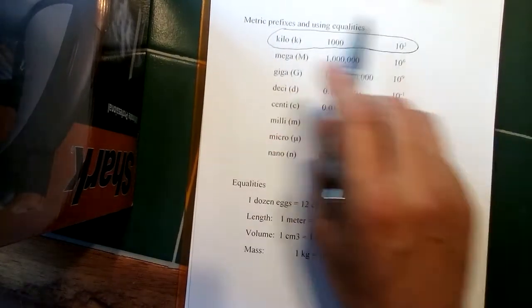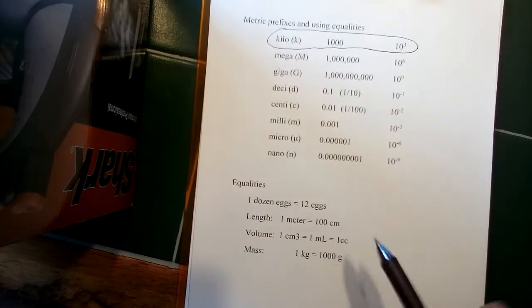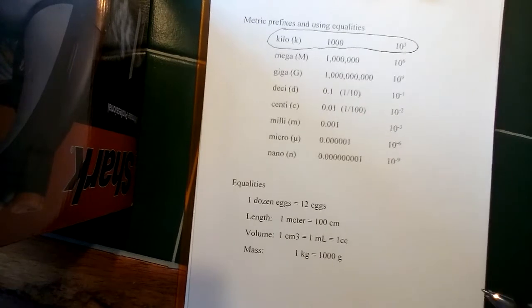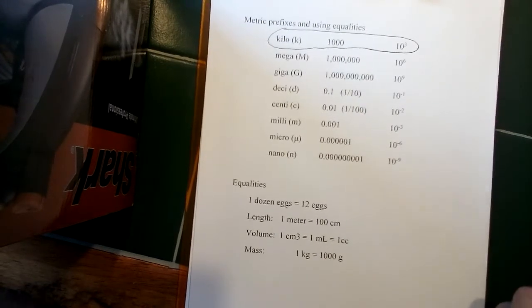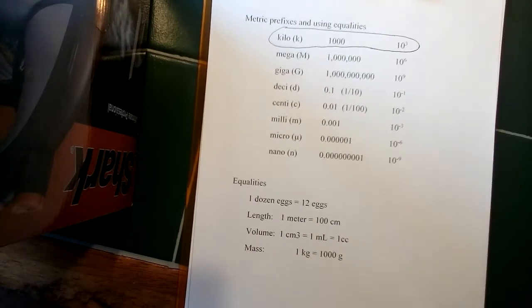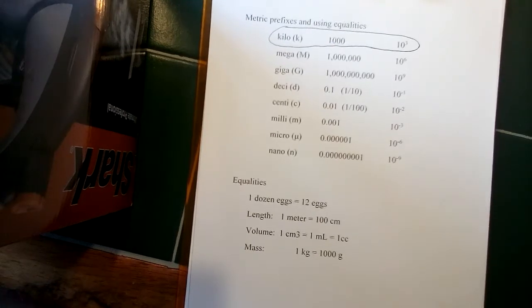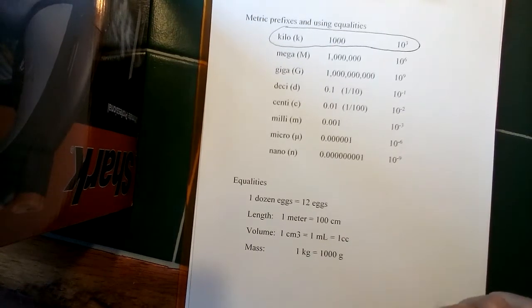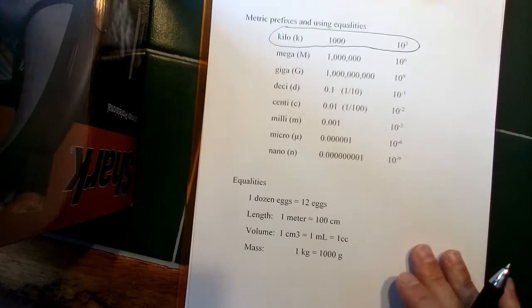So I'm putting a mark around the ones that I would expect you to know on a test. So if we get to the point where we're doing a conversion and you need to convert, say, from meters to kilometers, I will not tell you what that relationship is. I expect you to know that one.